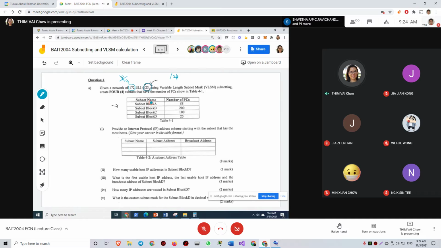Definitely for block A until block D. From there, you still need to answer questions regarding block D, such as how many wasted IP addresses are not used, and so on and so forth. So sometimes it may not be only one table; you have other questions that you need to answer.